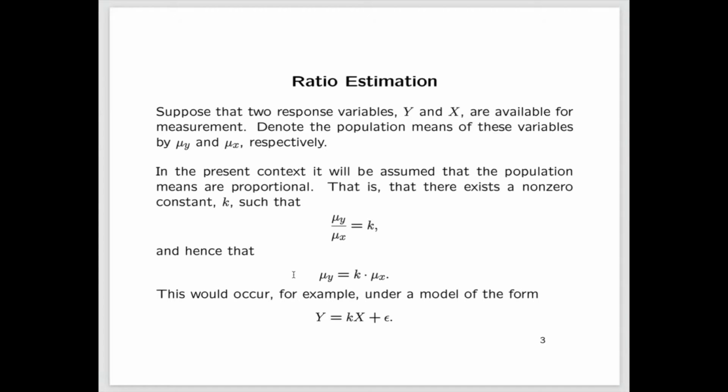Now this would occur, for example, under a model of the following form: y equal to k times x plus epsilon. You may recognize this as a type of simple linear regression model where the intercept is equal to 0. And so this is a type of regression model that assumes a proportionality relationship between the expected value of y and the expected value of x.